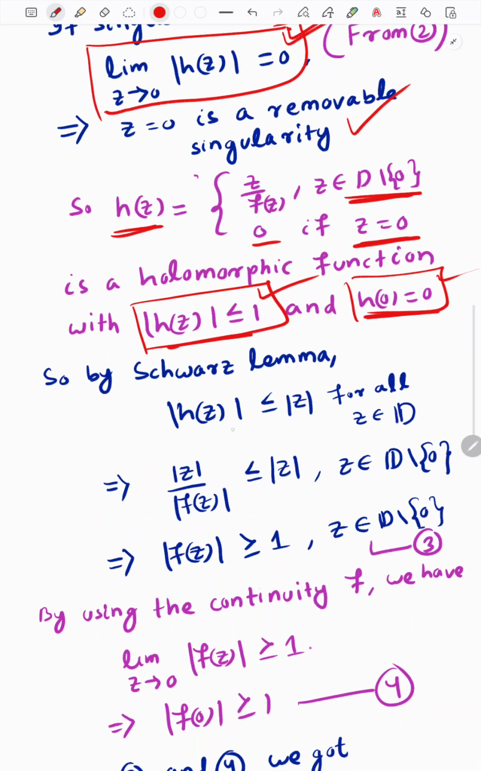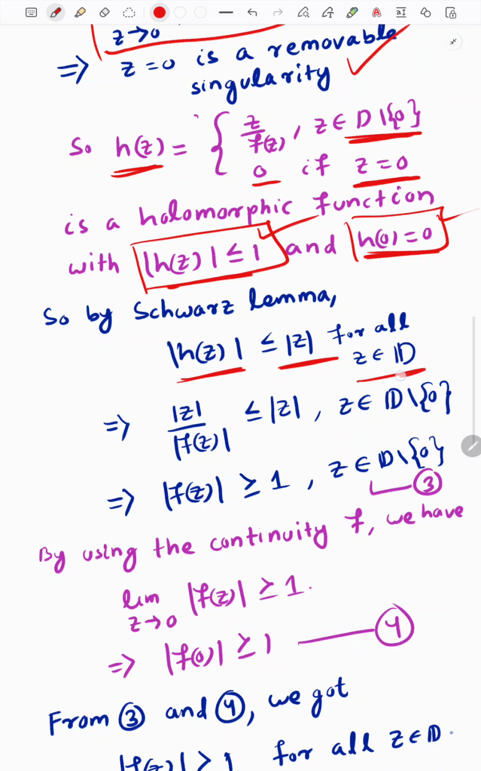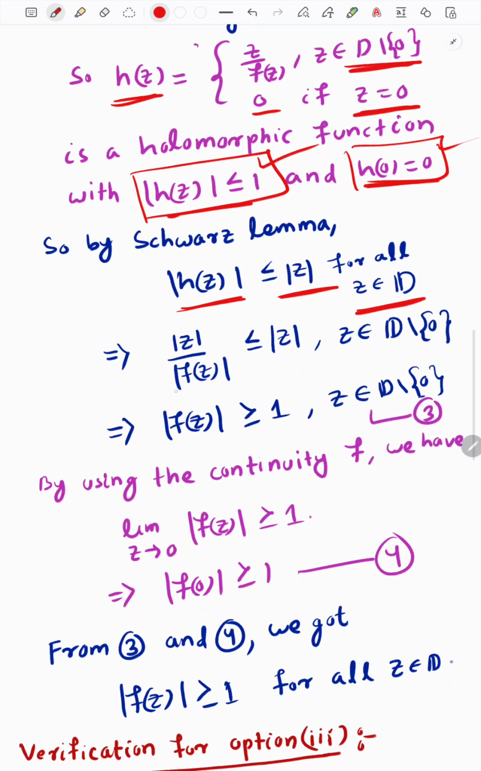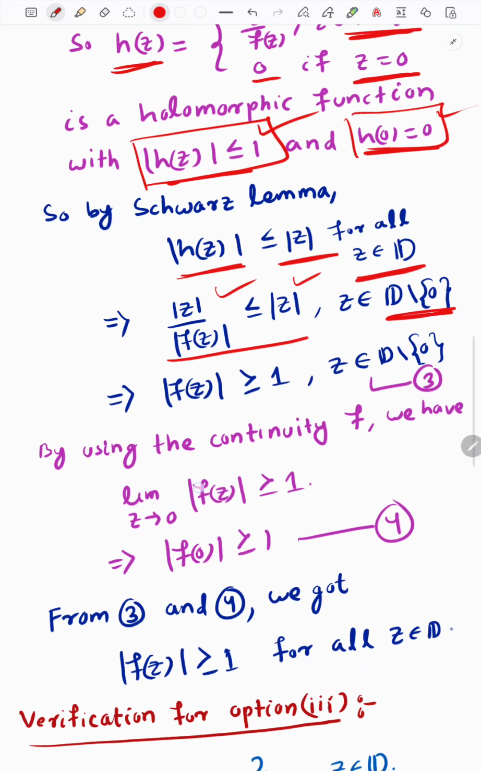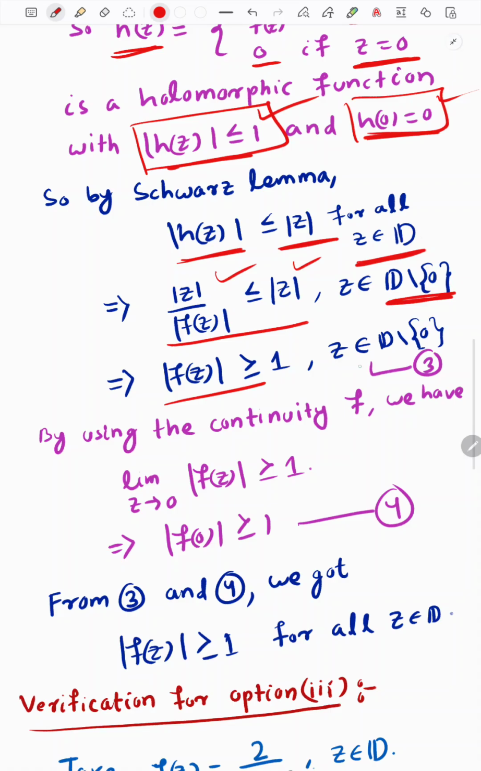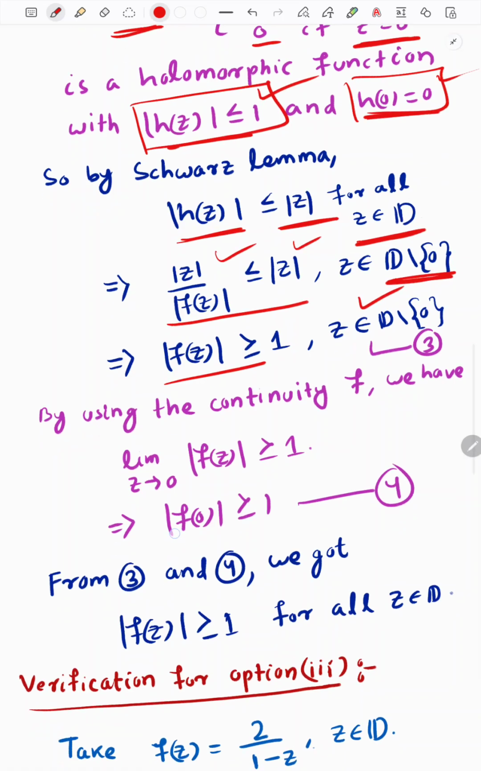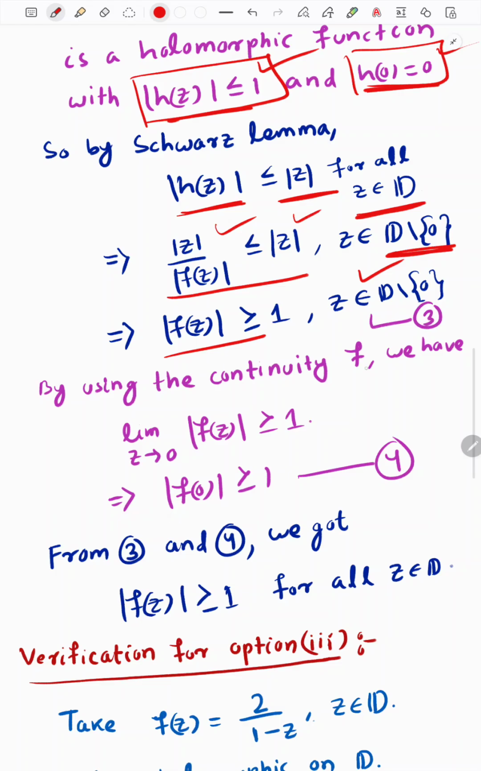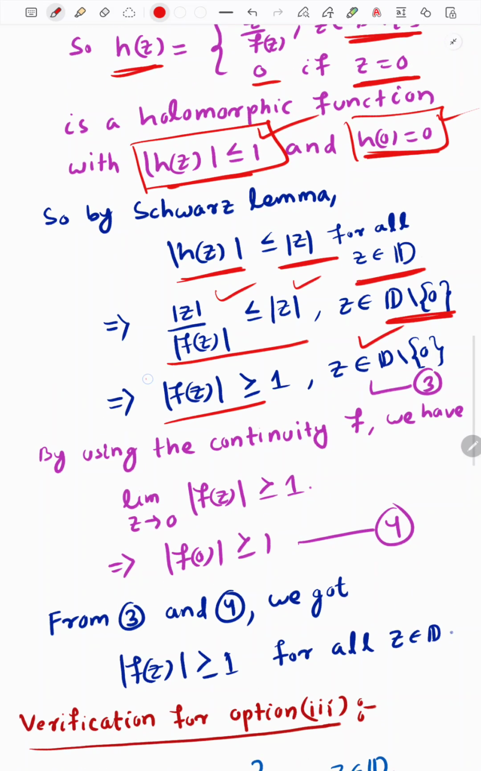So by the Schwarz lemma, this implies that modulus of h(z) is less than or equal to modulus of z for all z belongs to D. So in the particular case, this relation will hold on this punctured disk. This implies modulus of f(z) is greater than or equal to 1 on this punctured disk. Then by using continuity, we are getting that modulus of f(z) is greater than or equal to 1, but excluding the point z equal to 0.